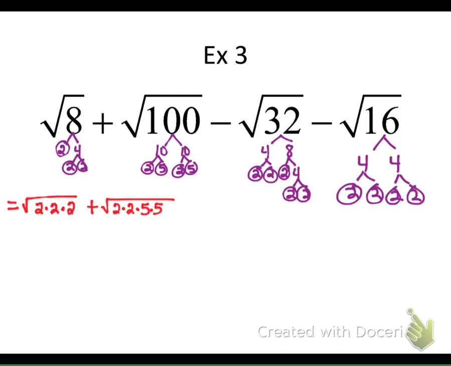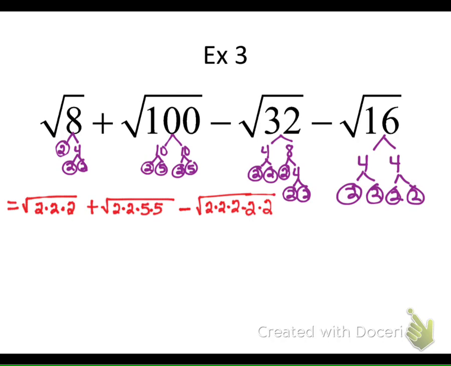Okay. What operation sign do I bring down? Minus. Put in my next square root sign. For 32, what goes under for my 32? 2 times 2 times 2 times 2 times 2. I have 5 of them, right? Yeah. That's a lot too.